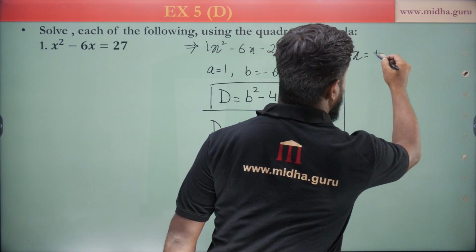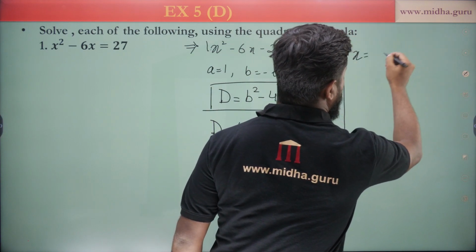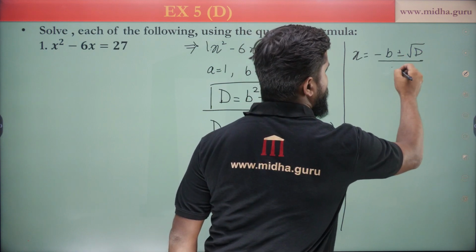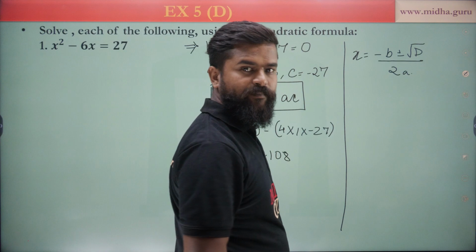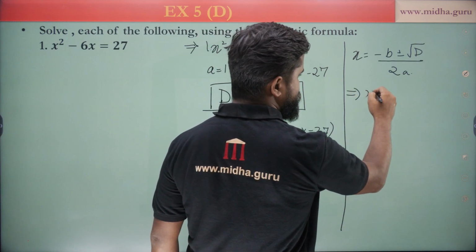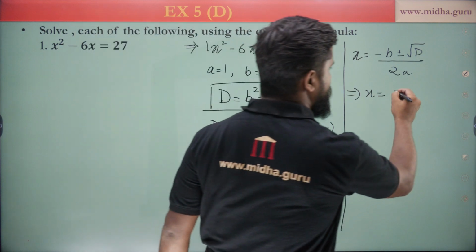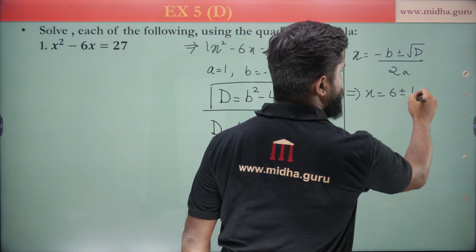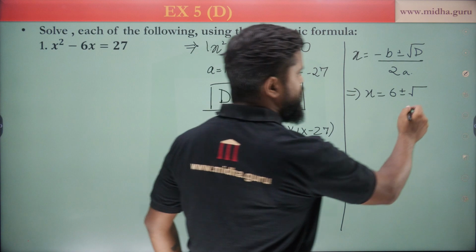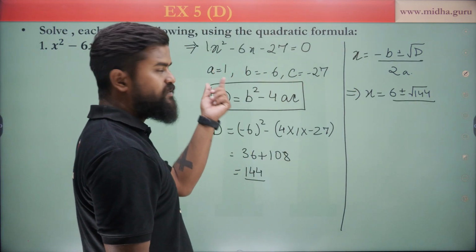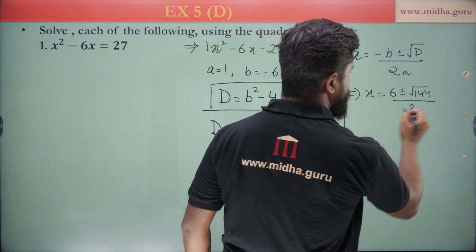just a second, minus of b plus minus the root of the discriminant divided by twice of a. So now we'll apply these values as it is. So we have minus of b, b was minus 6, so minus of b will become 6, plus or minus the root of the discriminant, that is 144, divided by twice of a. Since a is 1, we'll just divide it by 2.